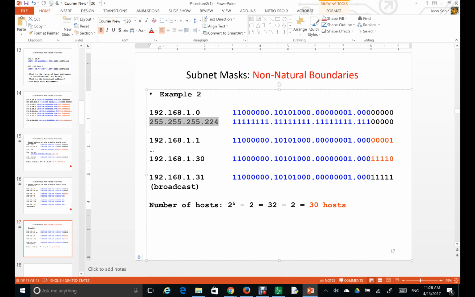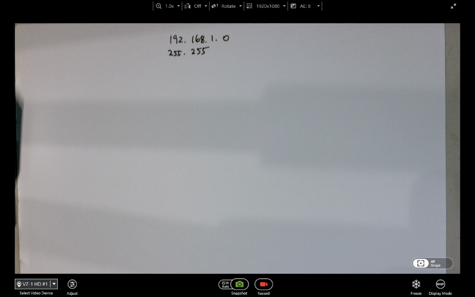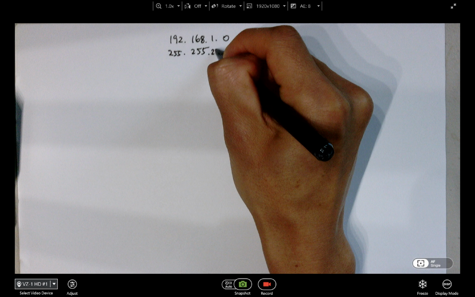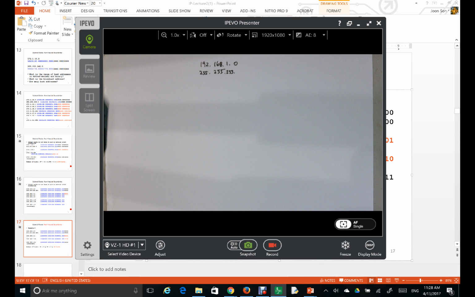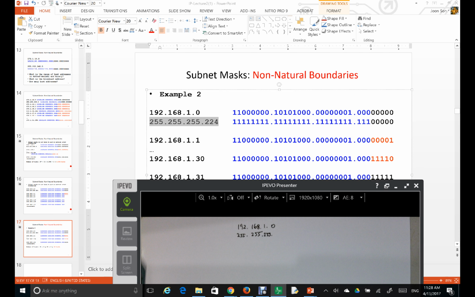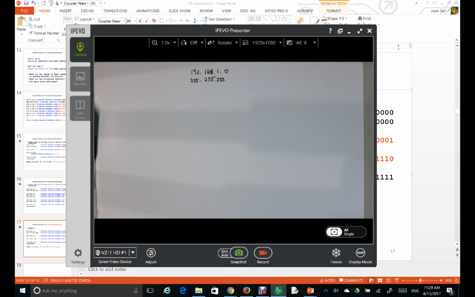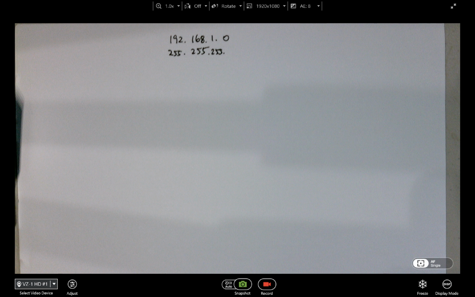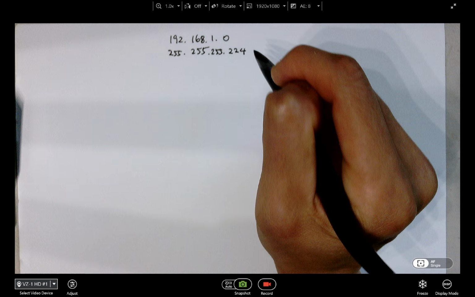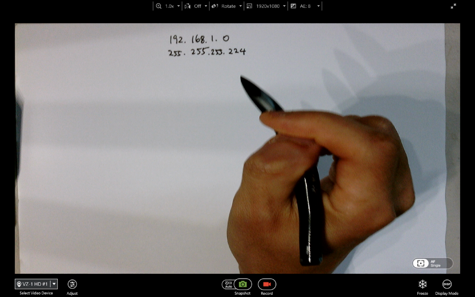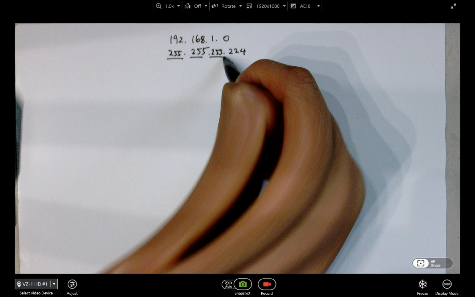The example is 192.168.1.0, and the subnet mask is 255.255.255.224. Okay, 224. As you can see, this is 255, 255, 255.